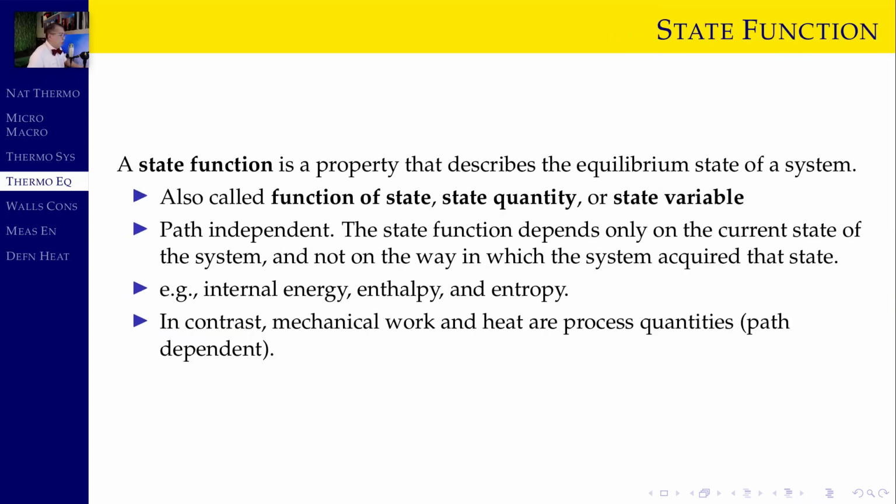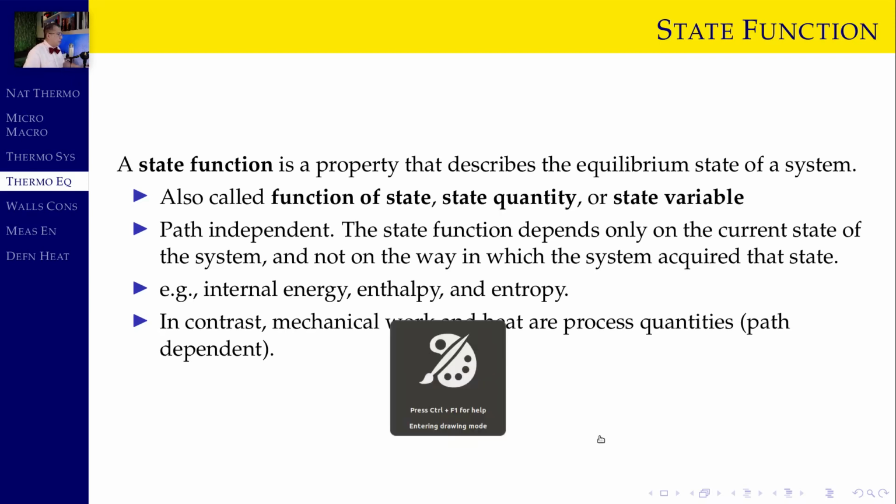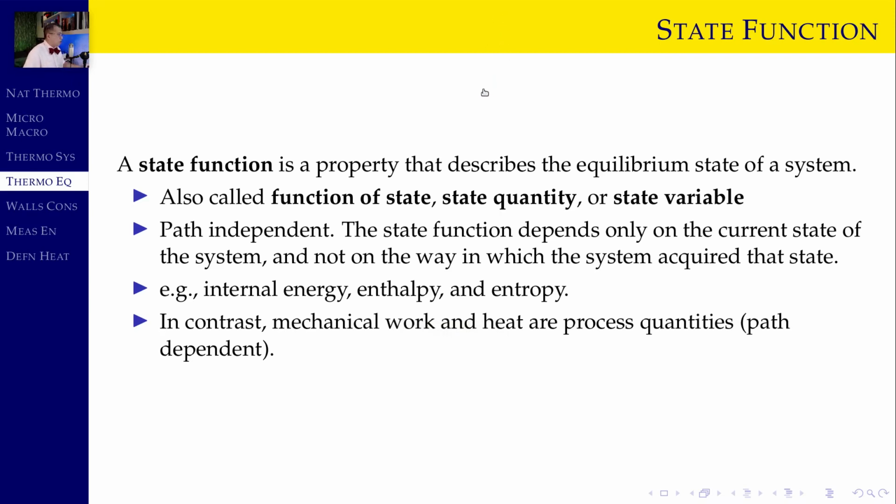Now, before we finish, let us define what we call a state function. A state function is a property that describes the equilibrium state of a system. Now that we know that we're studying equilibrium states, we now look at the properties, or what we call the variables, for this. So this is what we call a state function. For example, internal energy U is a state function. Enthalpy and entropy are all state functions. State functions are path independent.